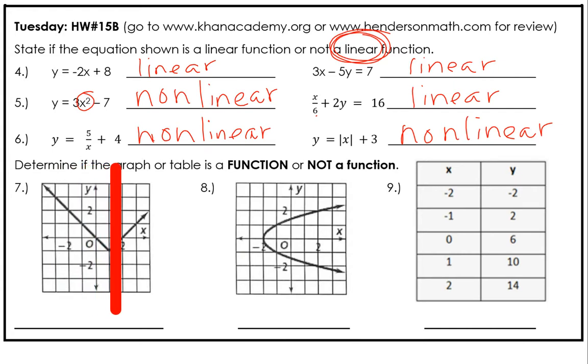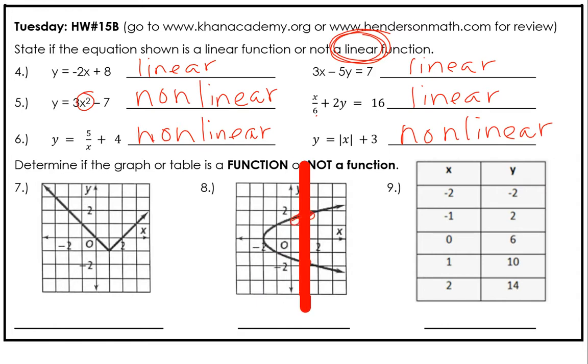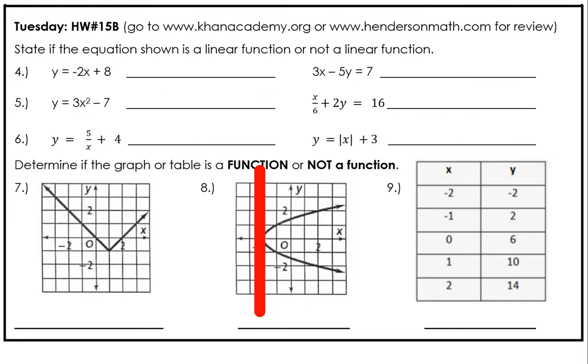And the rule is, if I touch the graph at more than one place, then I am not a function. So this is what I mean. Let's take a look at number 8. It's a little easier to explain. You see, as I'm scanning the graph, I am touching the graph both here and here at the same time. So you can't touch the graph twice at the same time, because that would be repeating an x value.